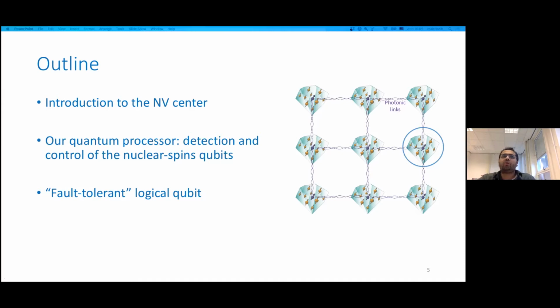I should note here that by fault-tolerant logical qubit, we mean that it is a logical qubit of a fault-tolerant error correction protocol. We don't mean here that we are working below threshold and we can do arbitrarily long quantum communication or quantum computations here. All right.